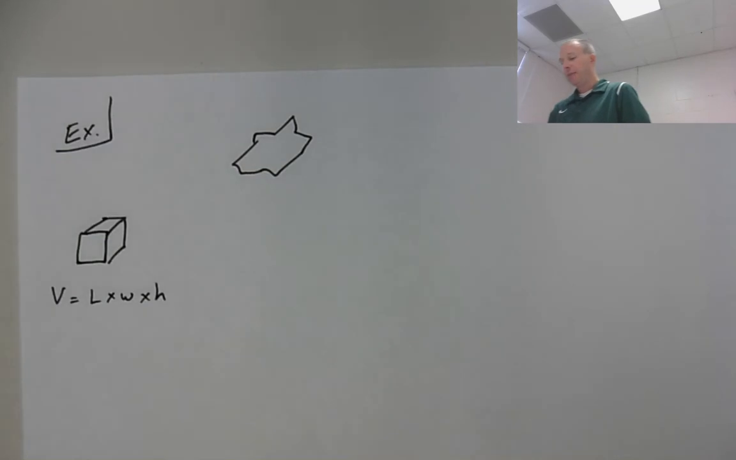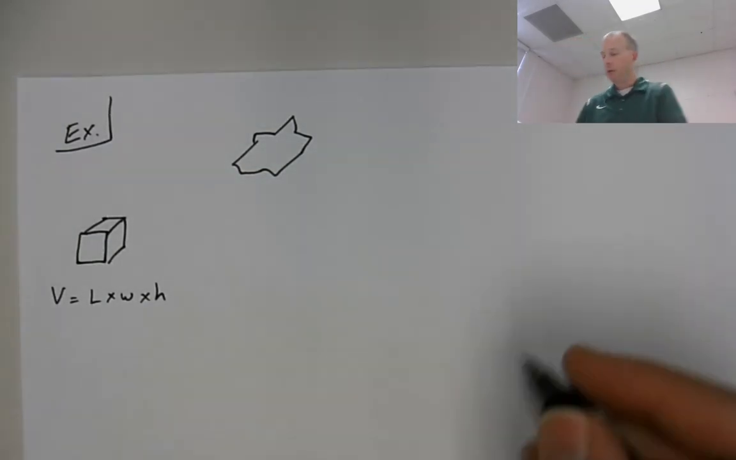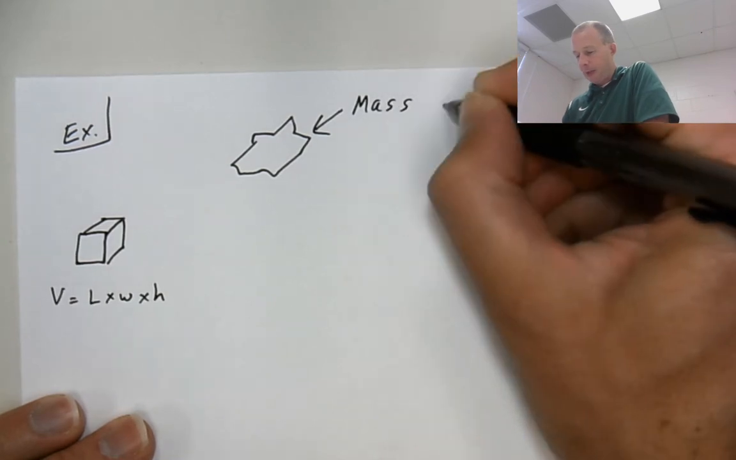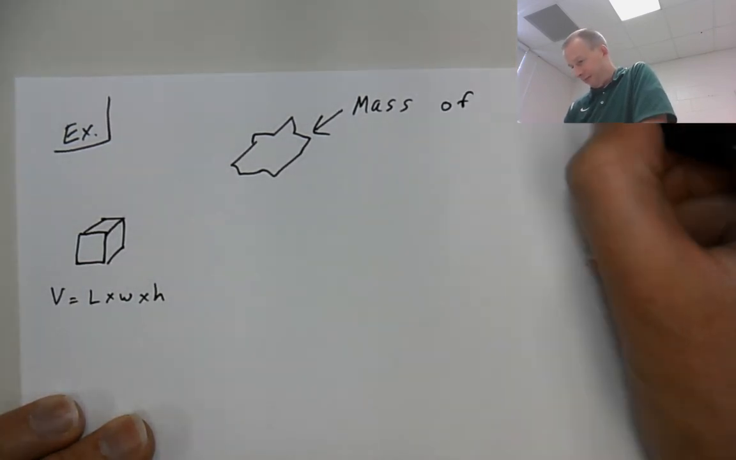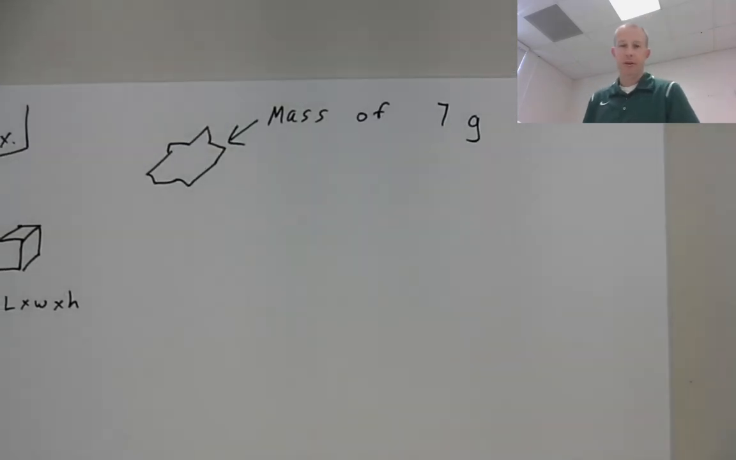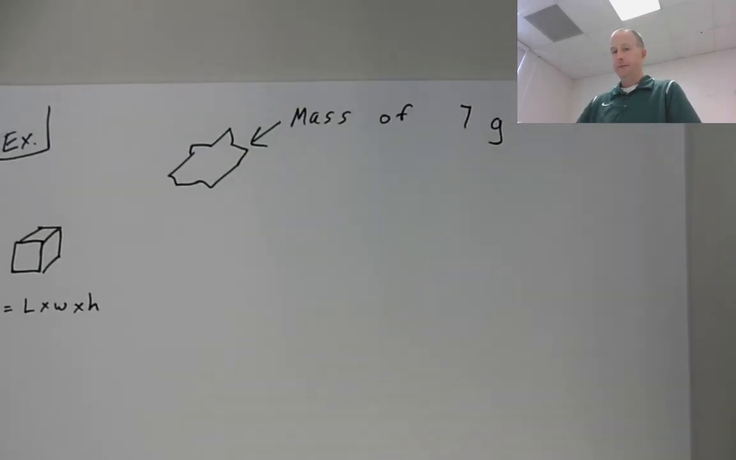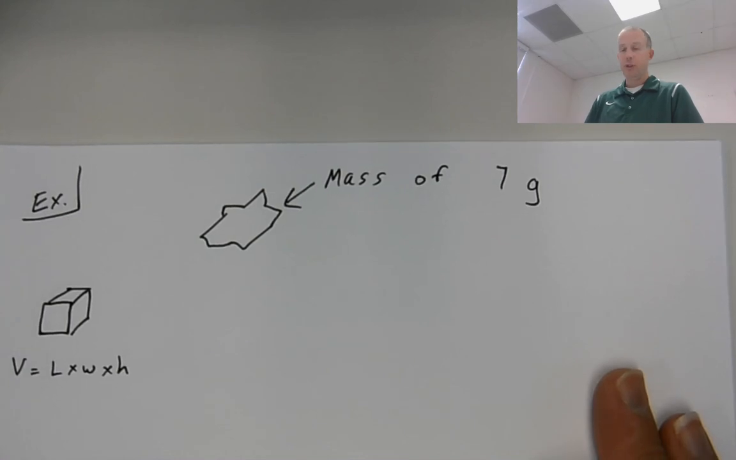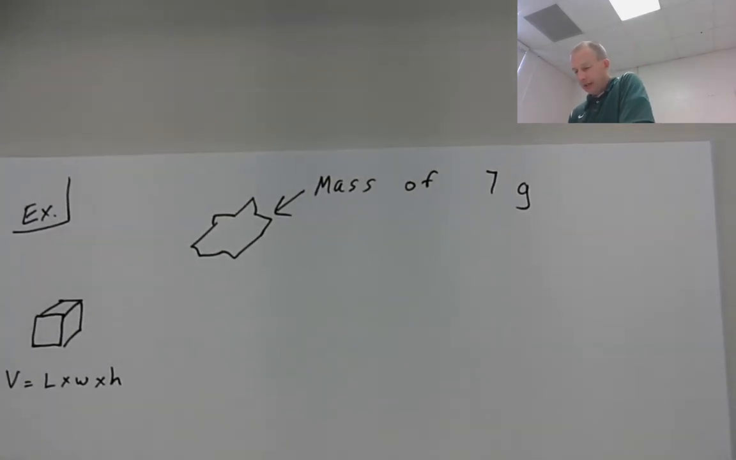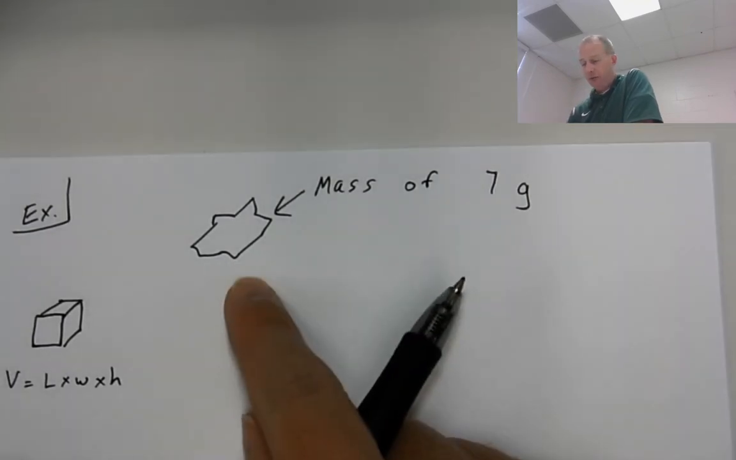So let's say we have a problem like this, where we're told this has a mass of 7 grams, whatever. That has a mass of 7 grams. But we don't know what the volume is immediately. So how do we find the volume of a random object?